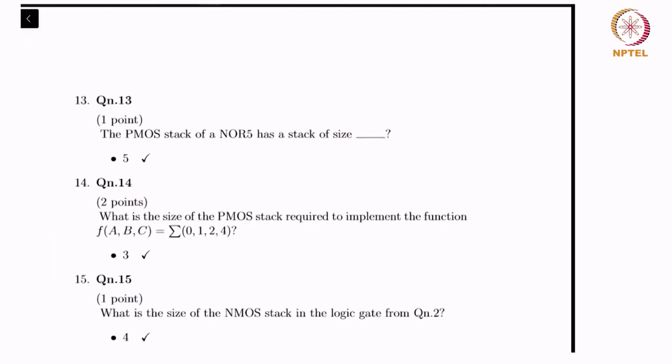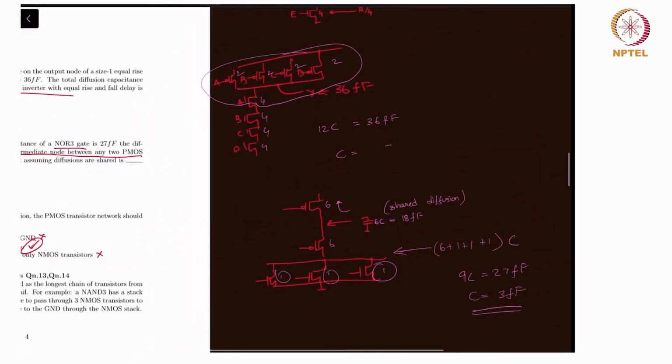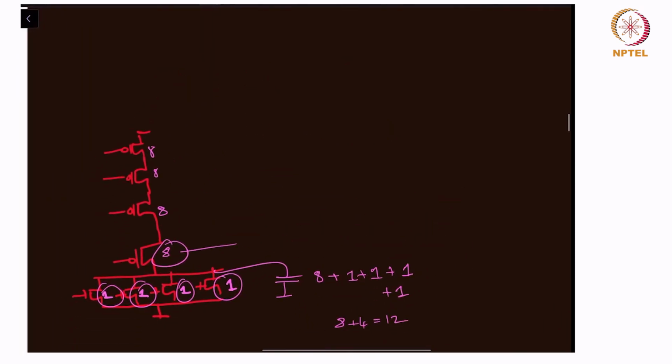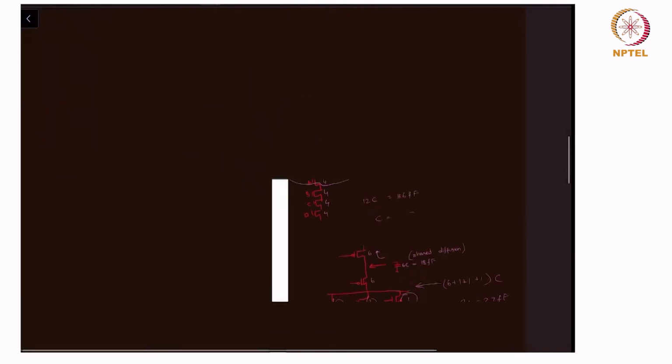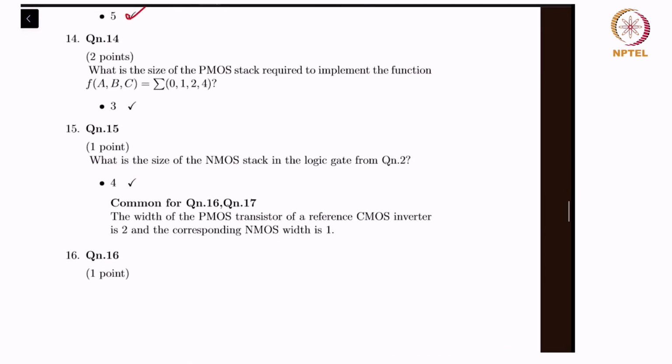The PMOS stack of a NOR 5 gate has a stack of size what? So NOR 4 gate, I believe I drew a NOR 4 gate here. So in a NOR 5 gate, you'll just have one more guy in the P stack and you'll have one more NMOS in parallel. So if you have one more guy in series in a 4 stack, it's a 5 stack. So a NOR 5 gate has a stack of size 5, right? So in question 14, the answer is 2 actually.